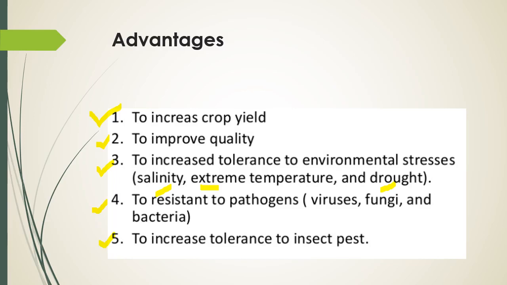You can say these are the aims that we have to keep in mind when we are doing the plant breeding technique. So once again, what are the advantages of plant breeding? To increase the crop yield, to improve the quality, to increase tolerance to different environmental stresses like salinity, temperature, and drought, to resist pathogenic attack like viruses, fungi, and bacteria, and to increase tolerance to insect pests. You can write in your copy what the aim of doing plant breeding techniques is.